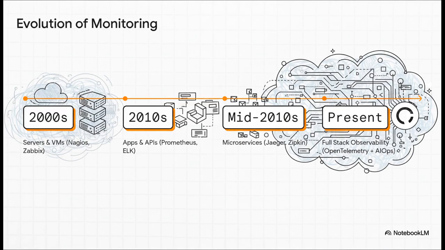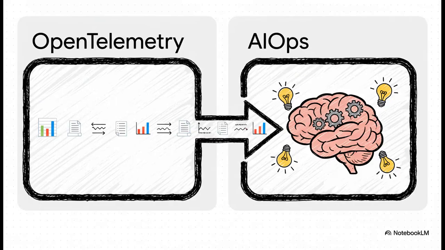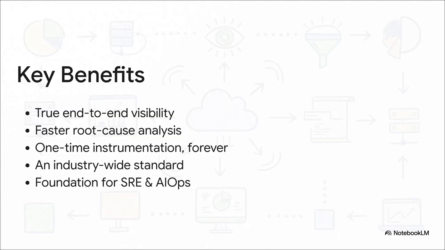When you look at how monitoring has evolved over the years, OpenTelemetry just makes perfect sense. We went from monitoring servers to monitoring apps to monitoring microservices. OTel is the natural, inevitable next step in that journey. It's what enables real full-stack observability for today's world. And it's really the foundation for what comes next. Think of it like this. OpenTelemetry provides the clean, high-quality, standardized data. That data then becomes the fuel for AIOps platforms, which provide the intelligence, automatically spotting problems and pointing you right to the root cause.